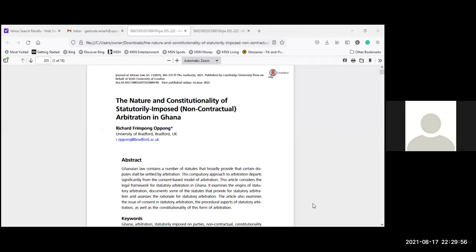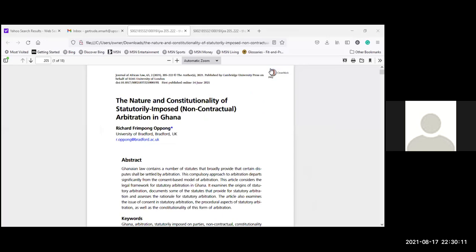What is the title of the article, please? It's a very recent one. Let me see if I can share my screen. Oh, no, I'll get it for them. So there it is. The nature and constitutionality of statutorily imposed non-contractual arbitration in Ghana. It's published in the Journal of African Law, just 2021, just a few months ago.